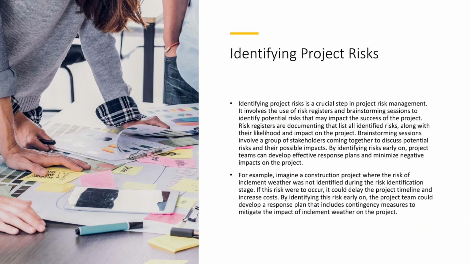For example, imagine a construction project where the risk of inclement weather was not identified during the risk identification stage. If this risk were to occur, it could delay the project timeline and increase costs. By identifying this risk early on, the project team could develop a response plan that includes contingency measures to mitigate the impact of inclement weather on the project.